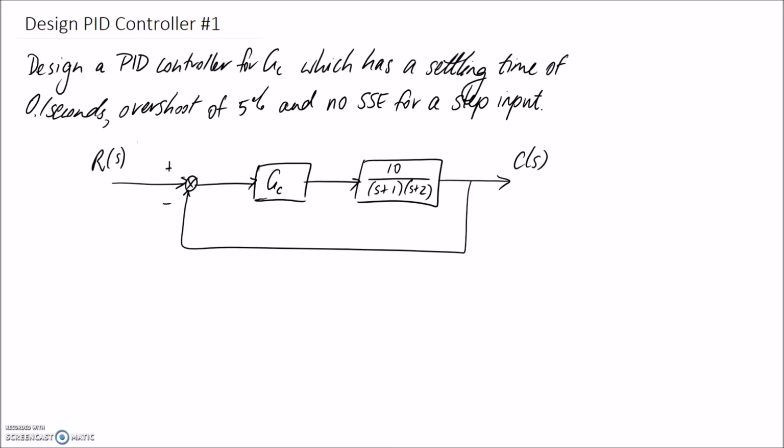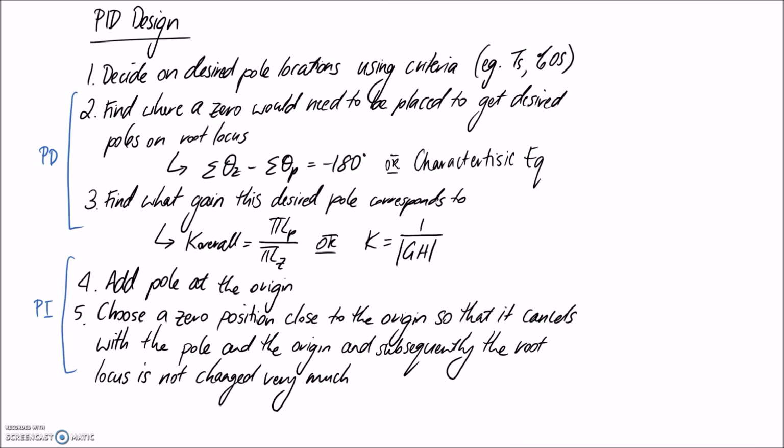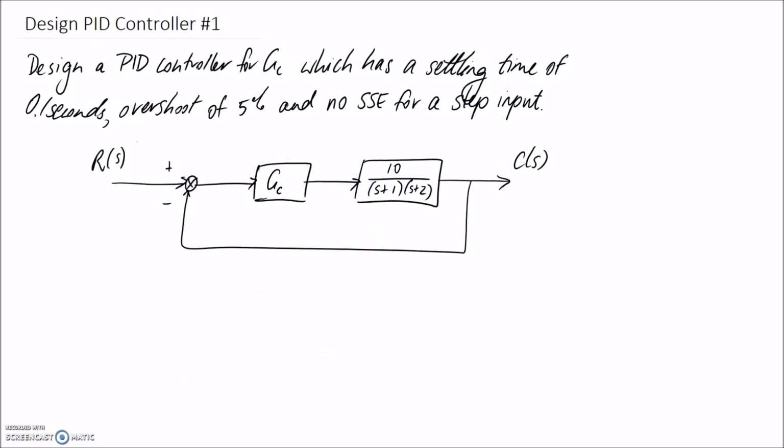So for this video, I'm going to follow through the process that I outlined in the recap video for designing PID controllers. That's this one here. So we'll start with the first step, which is deciding on where our desired pole locations need to be based on the criteria that we've got.